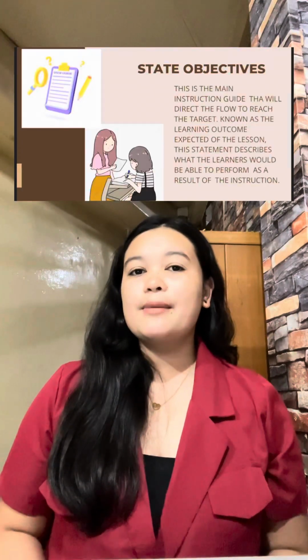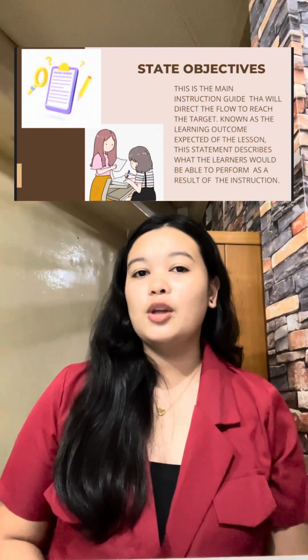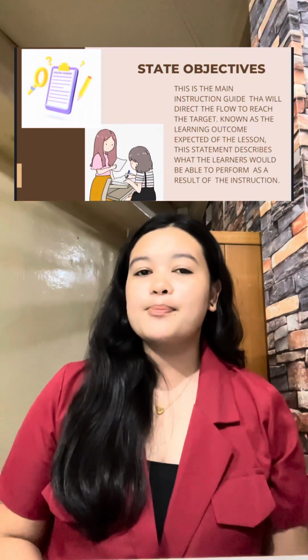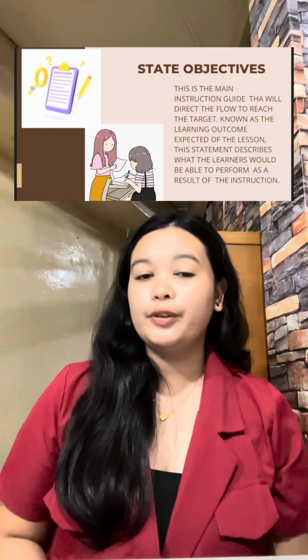So the second step is state objectives. This is the main instructional guide that will direct the flow of the lesson to reach the target known as the learning outcomes expected of the lesson. This statement describes what the learner would be able to perform as a result of the instruction.